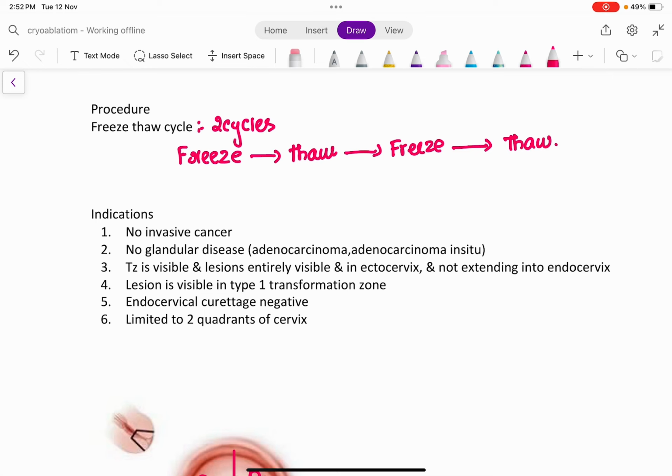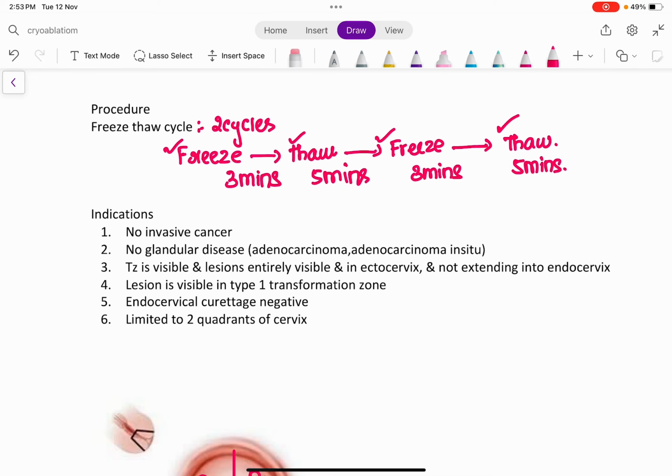Thaw is a state of reversal of freeze, right? You're going to freeze, and the state of reversal from freezing is called thawing. So freeze and then release, and then freeze and release again. So 2 cycles. Release is nothing but coming from a state of reversal of freezing. This freezing will be for a period of 3 minutes, followed by thawing for 5 minutes, followed by freezing for 3 minutes and thawing for 5 minutes.